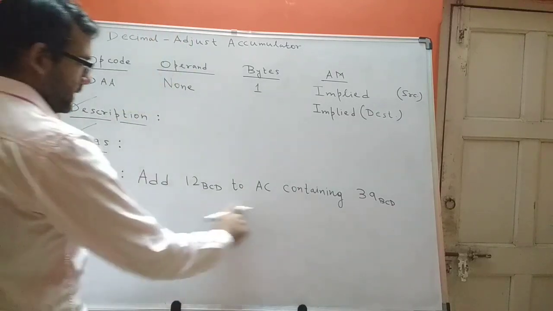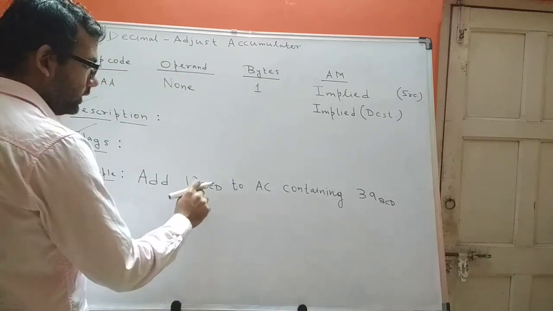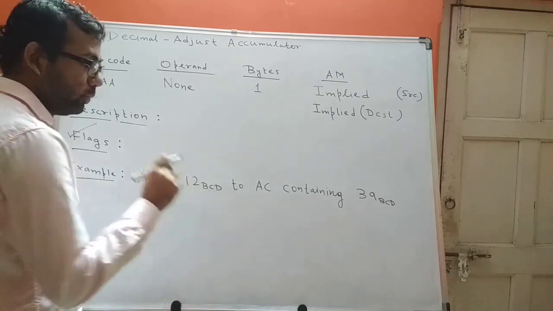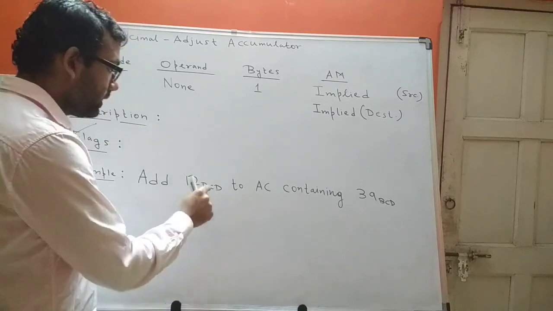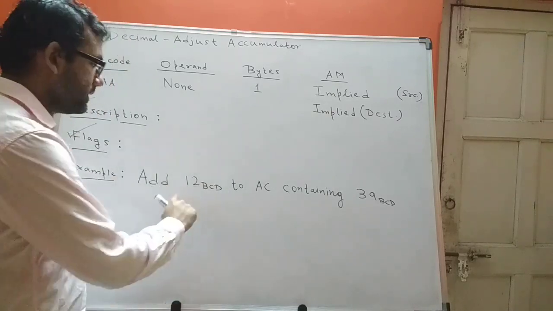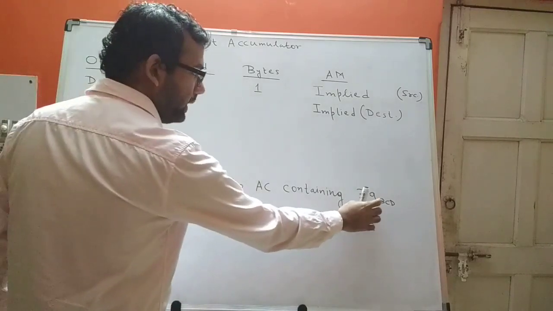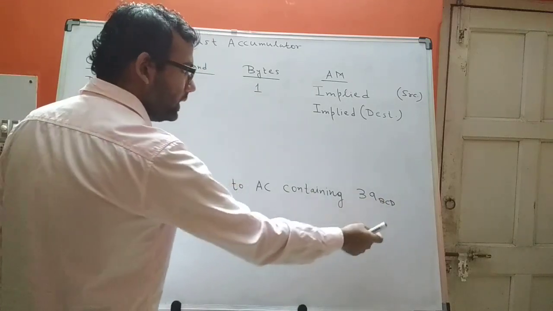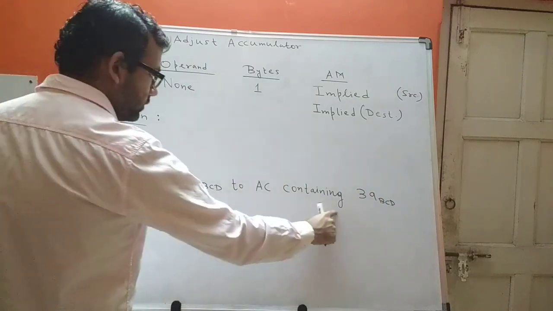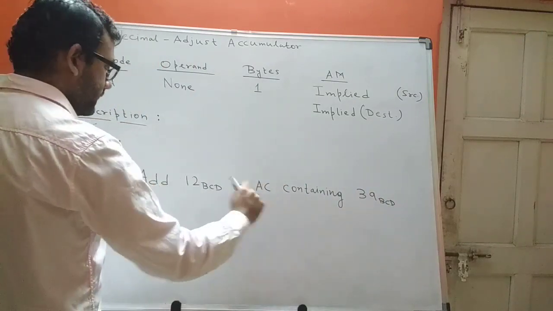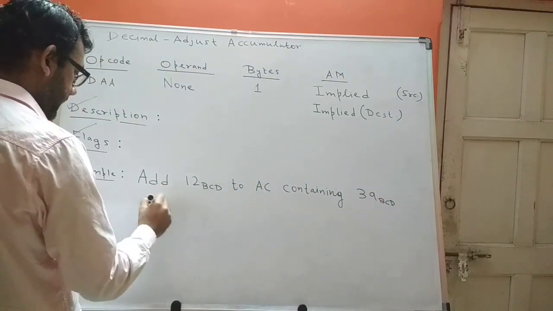Now let's take the first example where we are trying to add 12. Mind you, you will be entering 12 in the form of a hexadecimal number, but you will be interpreting it as a BCD number. Same with 39: you will be entering it as a hexadecimal number, but interpreting it as BCD. You'll be storing the result in the accumulator. So let's see how the addition happens.